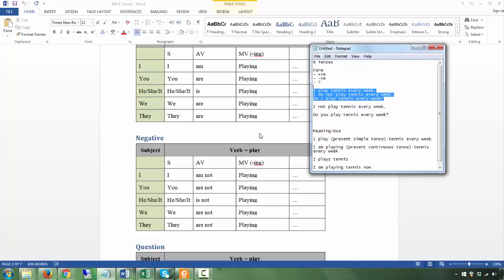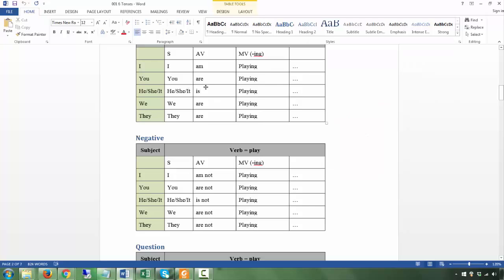So, it could be I am playing tennis. And of course, you can't say I'm playing tennis every week, because when you use the present continuous tense, it means right now, in the middle of doing something. So you can't say every week. You're saying right now. So, I am playing tennis. I am not. Do you see how the way to put the negative is just put a not behind?